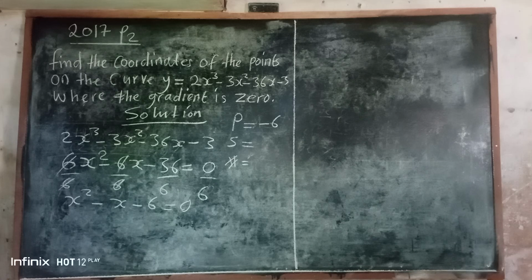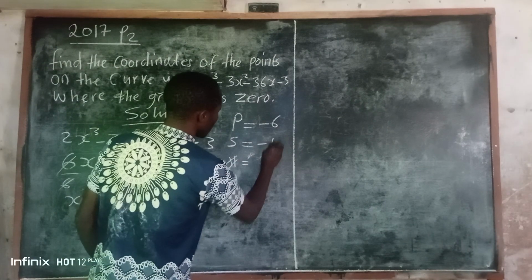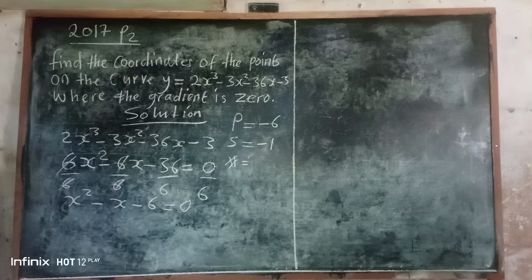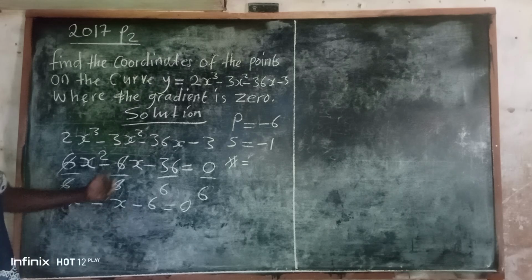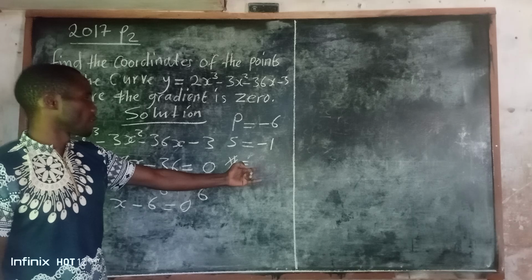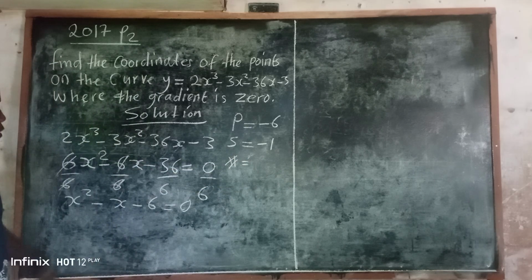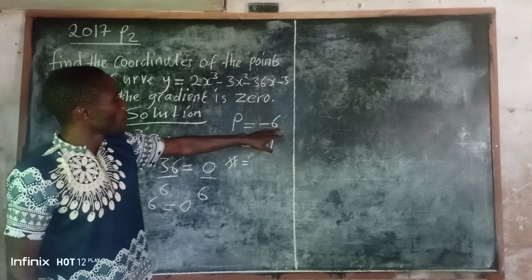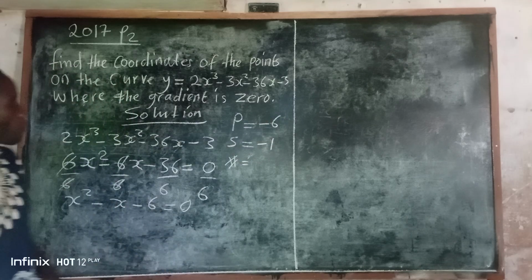Then we come to our sum. For the sum, we just get the coefficient of the middle term. The middle term in this case is negative x, so the coefficient of negative x is negative 1. Having known the product and the sum, it is now very easy for us to find the factors. The simplest way of finding the factors is to identify the factors of 6.